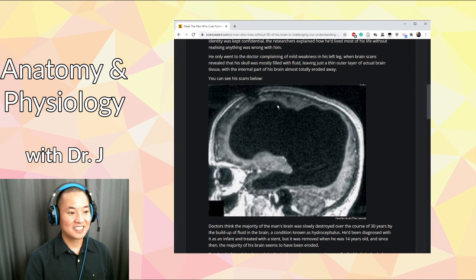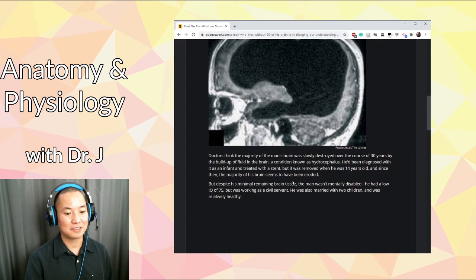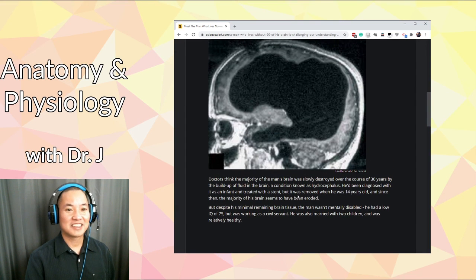All of this here is cerebral spinal fluid, and I think this is the remainder of the neurons that form his cerebral cortex here. I can't see his brainstem, but he obviously needs a brainstem to stay alive. Considering how much cerebral tissue he's missing, that's pretty amazing. He's able to keep his IQ as it is, and he's able to hold down a job. He was working as a civil servant, and he married and had 2 children. It's kind of amazing, and it just shows how important the brainstem is for just living.